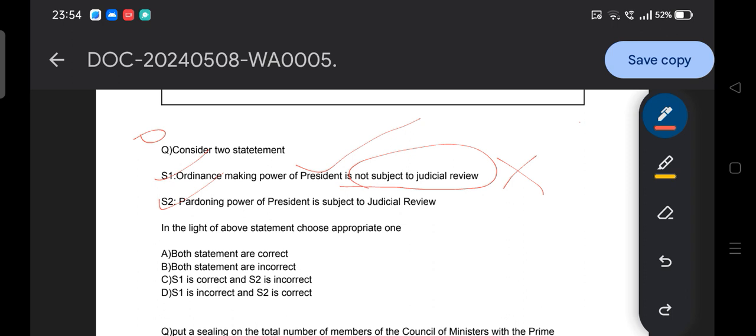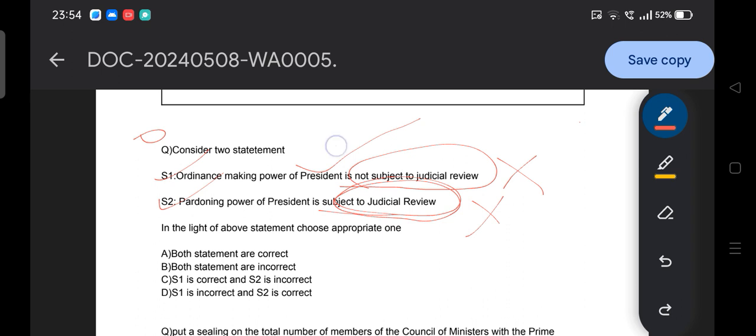Then moving to the next statement, the pardoning power of the president is subject to judicial review. No, the judiciary or Supreme Court cannot review the pardoning power of the president. So this is how both statements are incorrect.